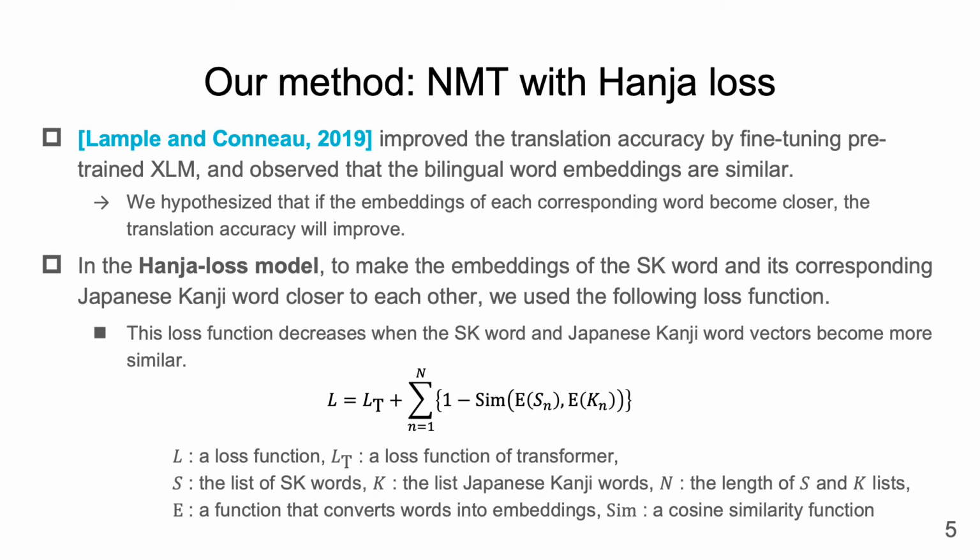Next, I introduce the Hanja loss model. Lample and Conneau improved the translation accuracy by fine-tuning a pre-trained XLM, and they observed that the bilingual word embeddings are similar. Based on this fact, we hypothesized that if the embeddings of each corresponding word become closer, the translation accuracy will improve. In the Hanja loss model, to make the embeddings of the SK word and its corresponding Japanese kanji word closer to each other, we used the following loss function. And this loss function decreases when the SK word and Japanese kanji word vectors become more similar.